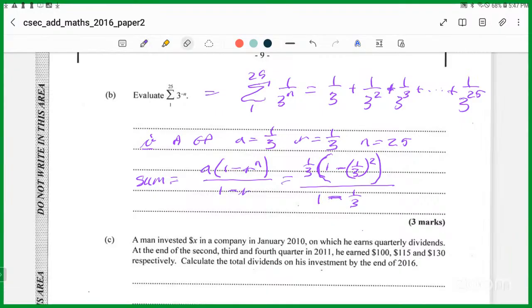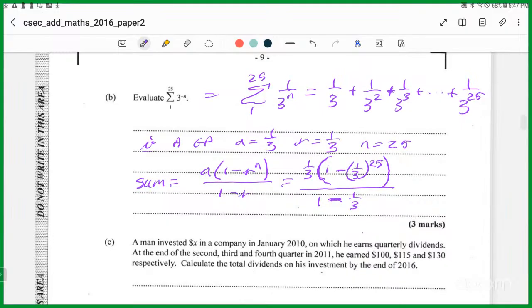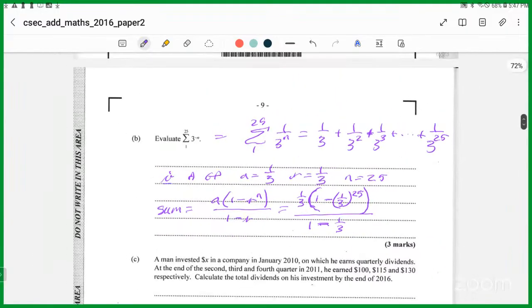The power should be 25 here. Alright, so we're using the sum formula for a GP. The sum of a GP is a into 1 minus r to the n, over 1 minus r. So we're using that.